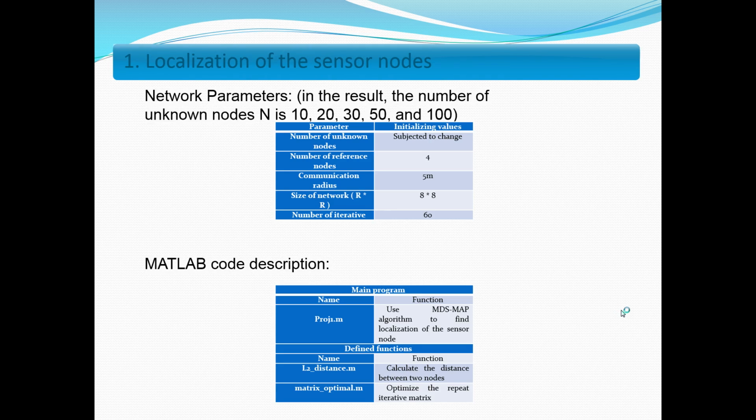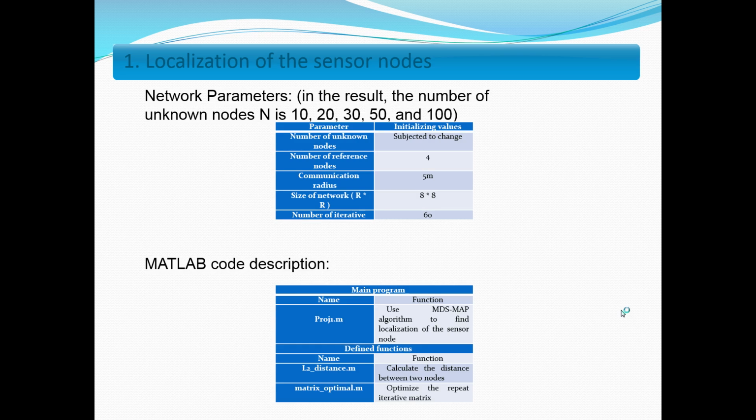Here is what I have set for the network parameters in the first question. The number of unknown nodes is 10, 20, 30, 50, and 100. The number of reference nodes is 4. The communication radius of the sensor node is 5. The size of the network is 8 by 8. Here, I will use a two-dimensional space for the network.